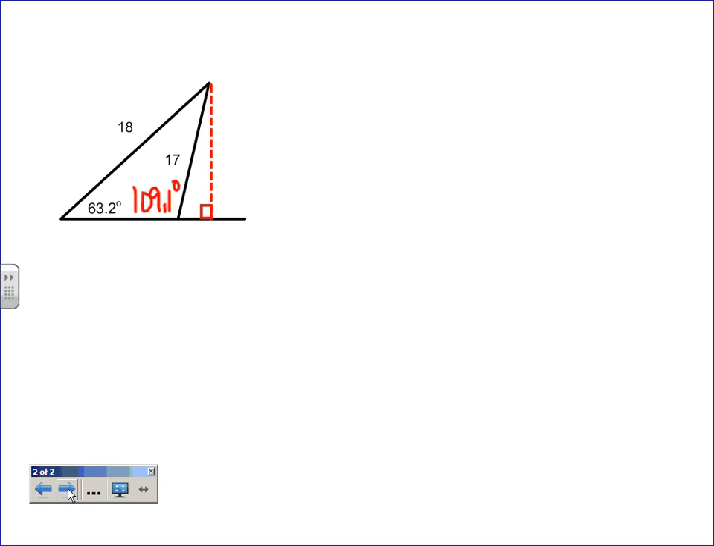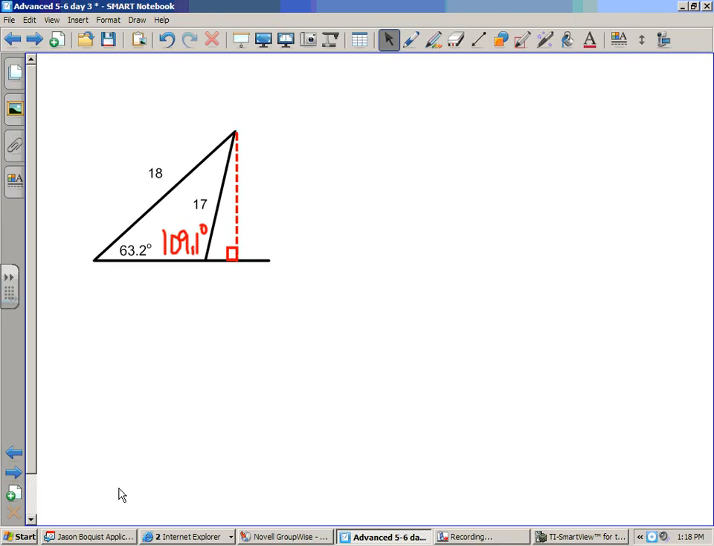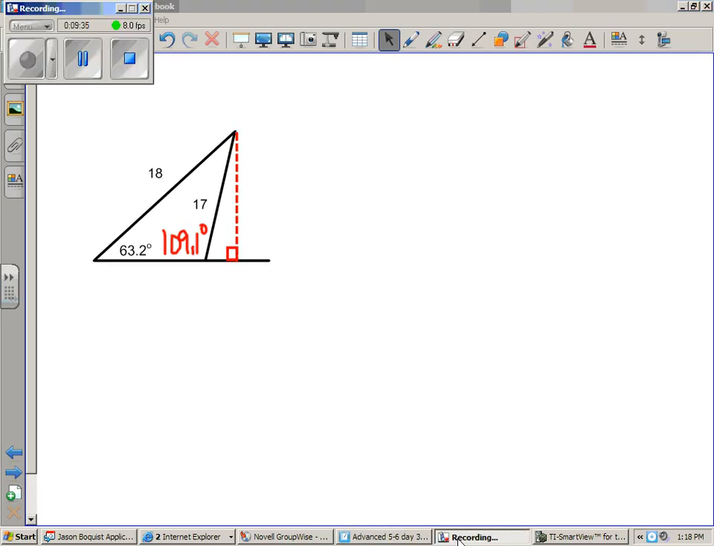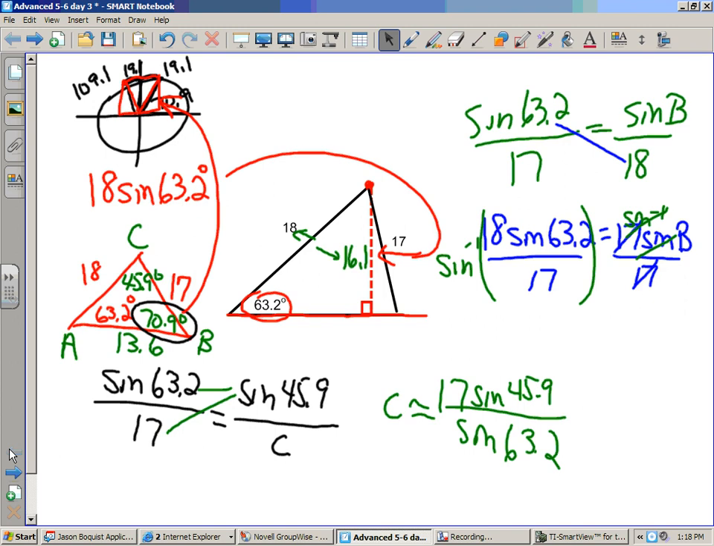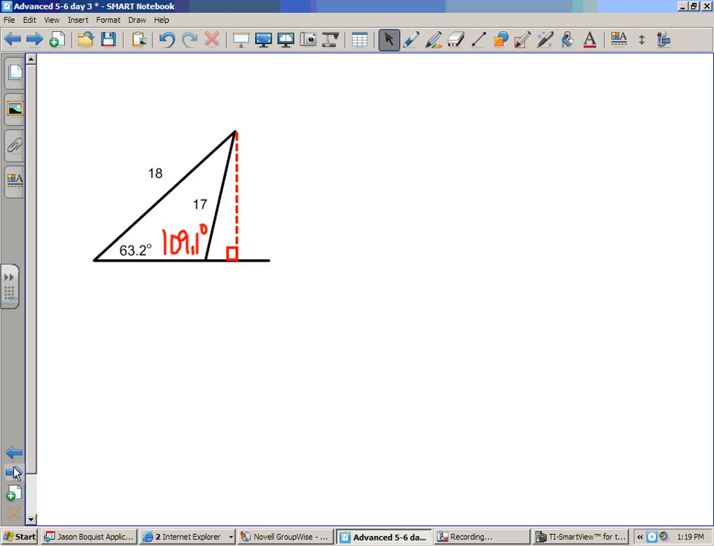Now, it makes this one easier, because like I said, you've done all the so-called heavy lifting already. The angle you use is always the first one you go after. Always going to be that first one you went after. Well, whatever the math ends up being, yes. We've got 63.2, 109.1. What's left over? 7.9. Evan? Yes, we have a question.